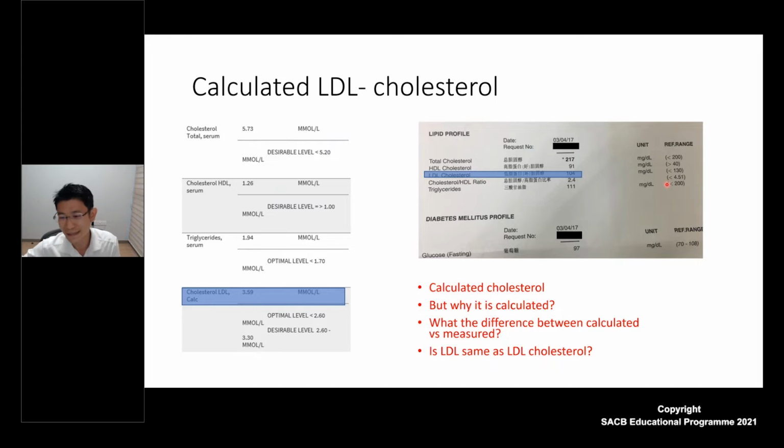Of course the unit is mg per deciliter. But if we know the Friedewald equation, we will understand that actually this LDL cholesterol, although the lab didn't mention it, is actually calculated. So what is exactly the difference between calculated and measured? And is LDL the same as LDL cholesterol?